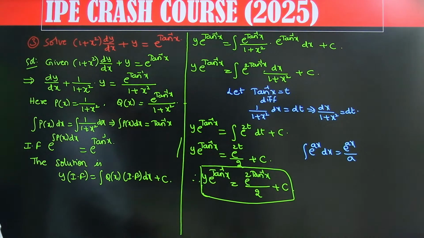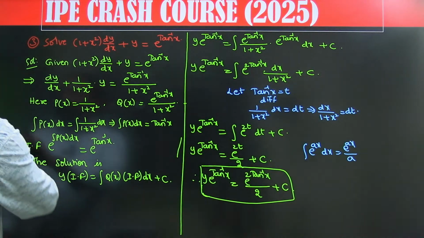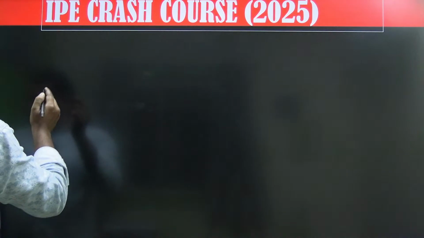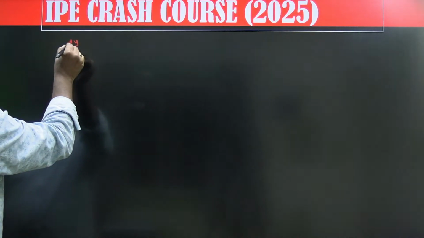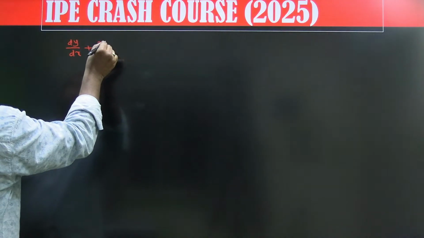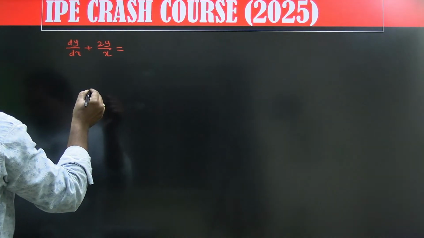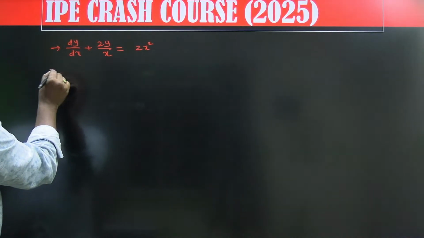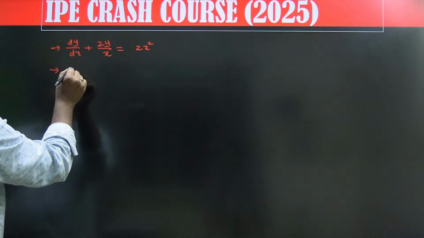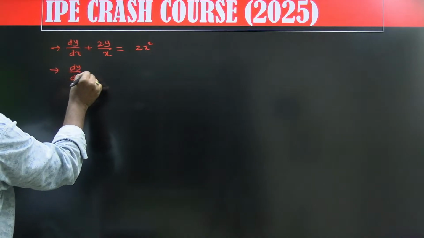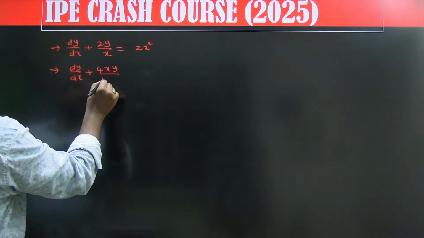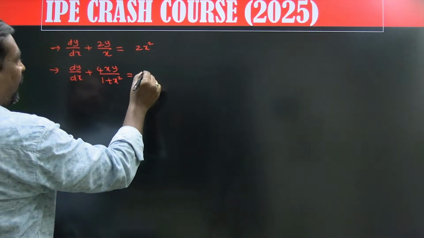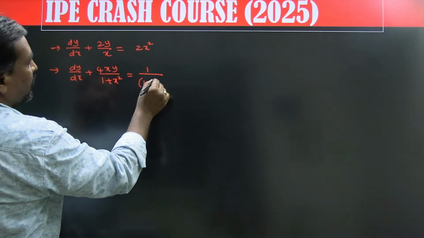In similar problems, we will give another 2-3 problems. These you solve by yourself. dy by dx plus 2y by x is equals to 2x square. And the next problem: dy by dx plus 4xy by 1 plus x square is equals to 1 by (1 plus x square) whole square.